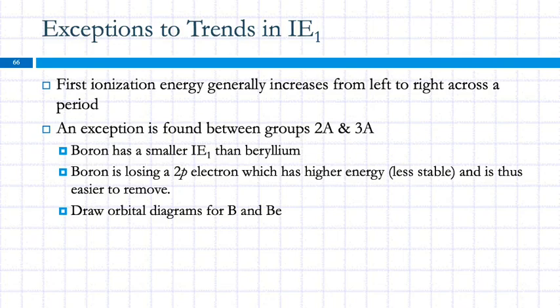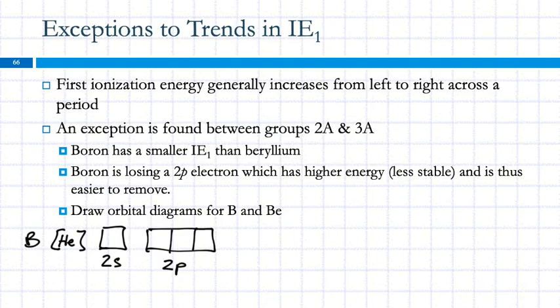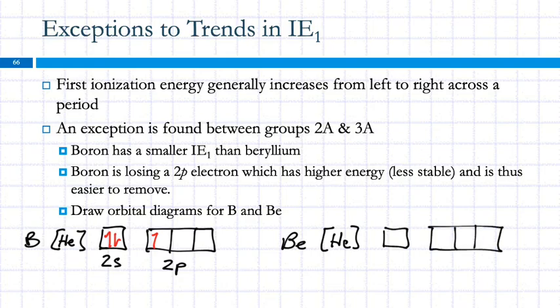So draw orbital diagrams for boron and beryllium. And we're just going to do the valence electrons. So for boron, the helium core, and then there's 2s and 2p, and boron has 3 electrons over here, right? 1, 2, 3. And then we'll look at beryllium. I'm just going to draw the same boxes even though I don't actually need them. And beryllium just has 2 electrons there. Okay with that?